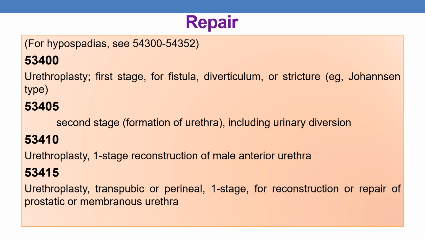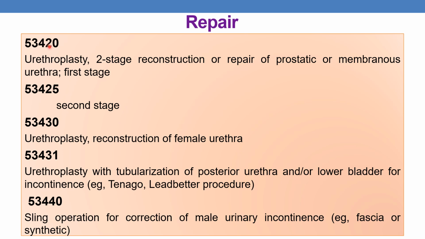Now coming to repair CPTs, the first one is 53400, urethroplasty, first stage, for fistula, diverticulum or stricture, for example Johanson's type. The next is 53405, second stage, that is formation of urethra including urinary diversion. Next is 53410, urethroplasty, one-stage reconstruction of male anterior urethra. The next is 53415, urethroplasty, transpubic or perineal, one-stage, for reconstruction or repair of prostatic or membranous urethra.